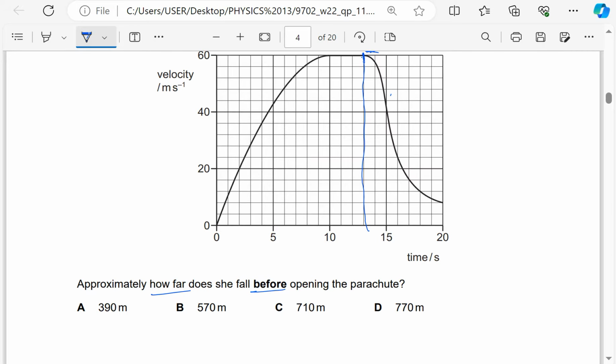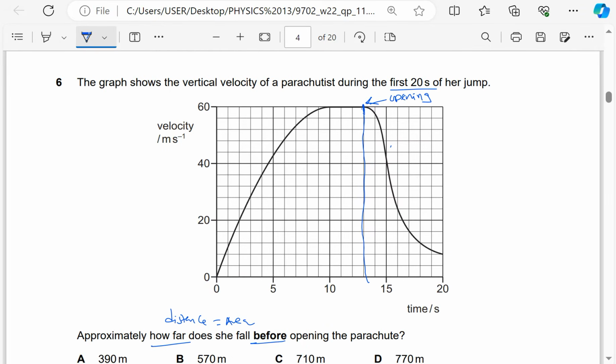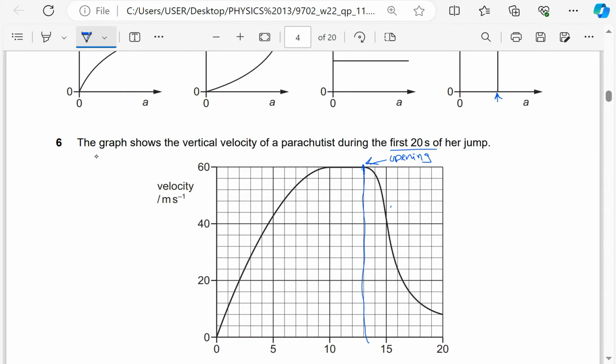So we want to find how far. This is going to be distance, and distance is equal to the area under the graph. Because distance is the area under the graph, I'll first find the whole of this area and subtract. Let me just draw a tangent here, because I'm just looking for an approximate value.